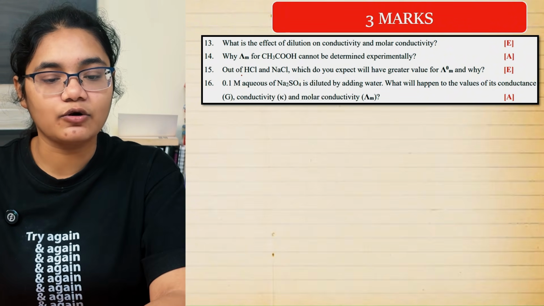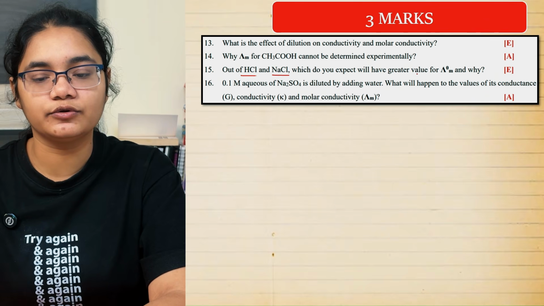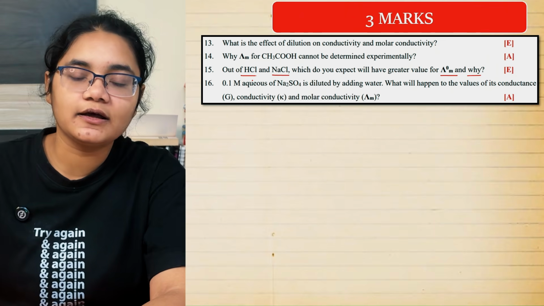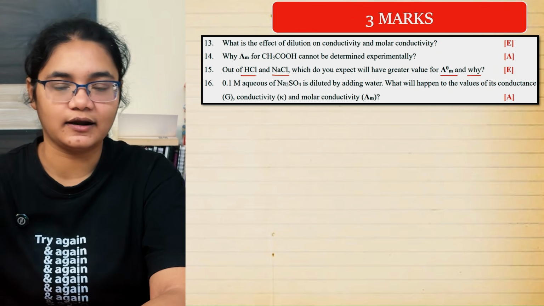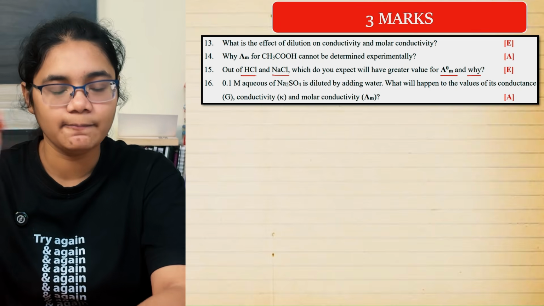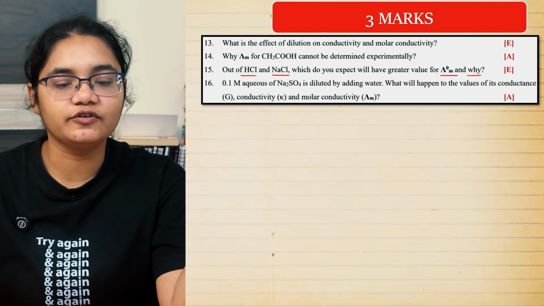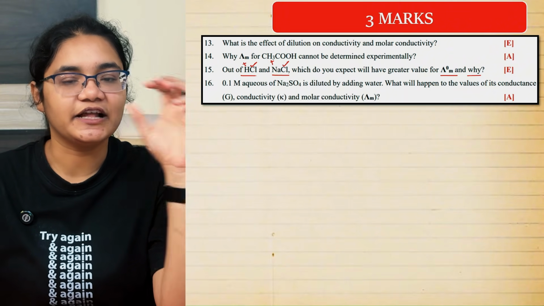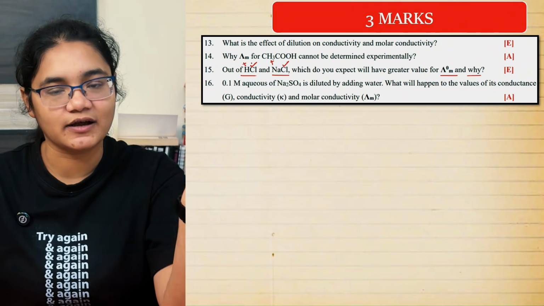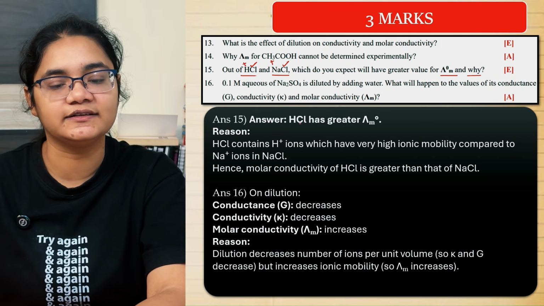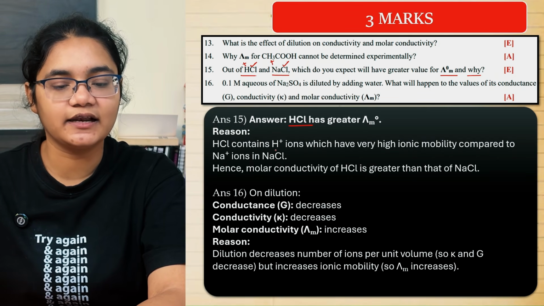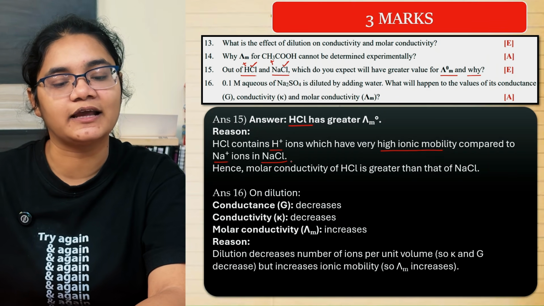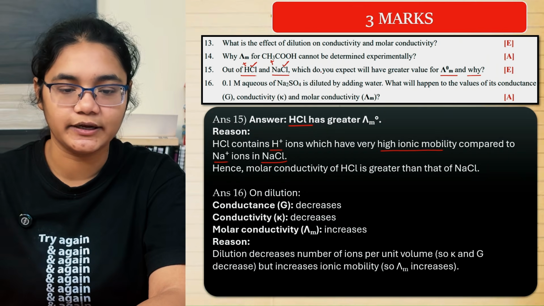Next, question number 15. Out of HCl and NaCl, which do you think has the greater value of lambda naught m and why? Now, the electrolytic conduction depends on the size of the ions, the cation size and anion size. The anion is the same in both cases, but the cation is H plus here and Na plus here. H plus is smaller in size, so it can move faster, and that is why the conductivity will be highest in HCl. The reason is that HCl contains H plus ions which have very high ionic mobility compared to Na plus ions in NaCl because of the size only.